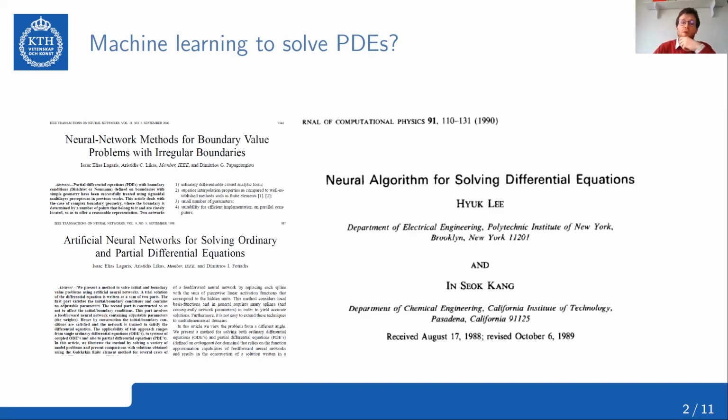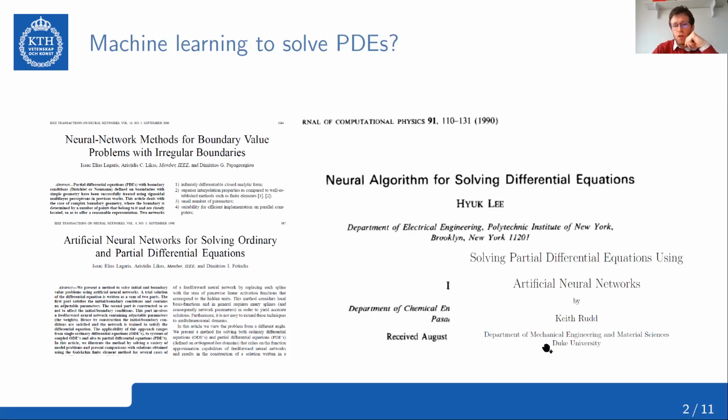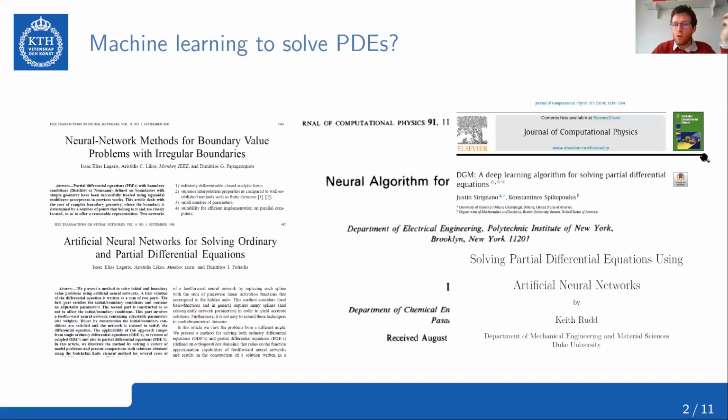And then after, we have to wait for 13 years for Kate Rudd to propose to write his PhD thesis actually on the topic. And then he formulated the problem and showed what has been done before. And the real breakthrough was in 2018 with the DGM algorithm, which was a discretization of some Galerkin method using neural networks. They proposed very theoretical results that were quite interesting and novel.